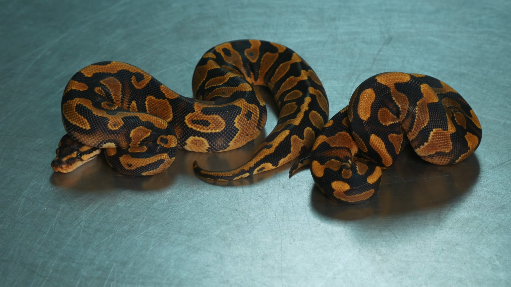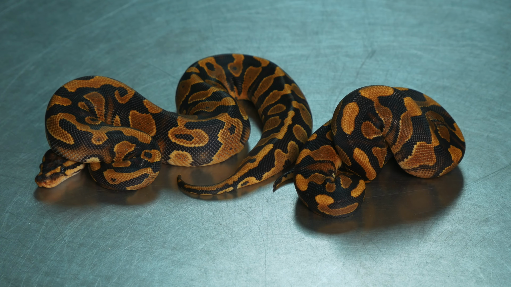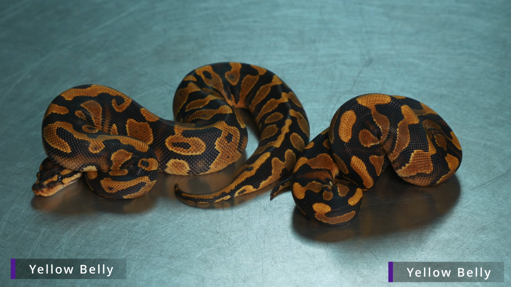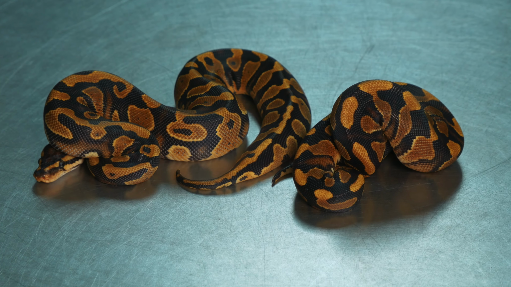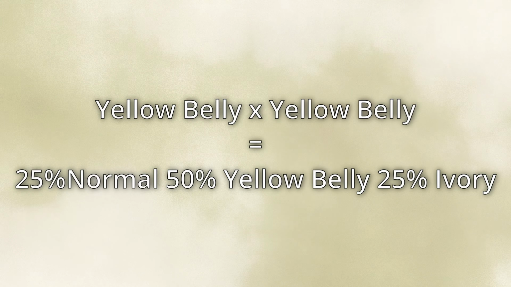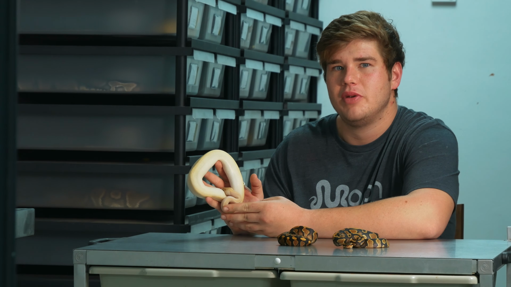Let's take a look. If I breed two yellow belly ball pythons to each other, what will we get? So if we breed a male and a female yellow belly to each other, 25% of the babies will be wild type or normal, 50% of the babies should be yellow bellies, and 25% would be ivories, which is basically the super form of the yellow belly gene.